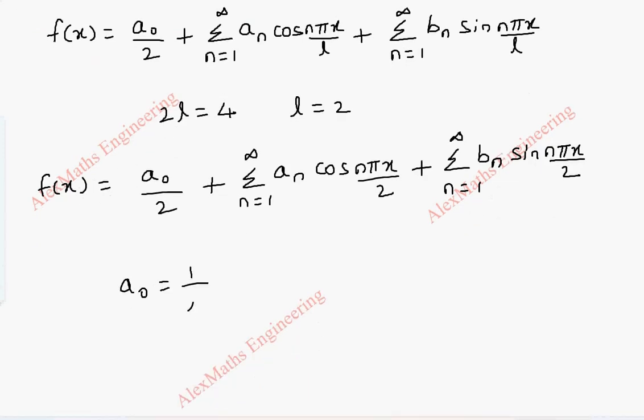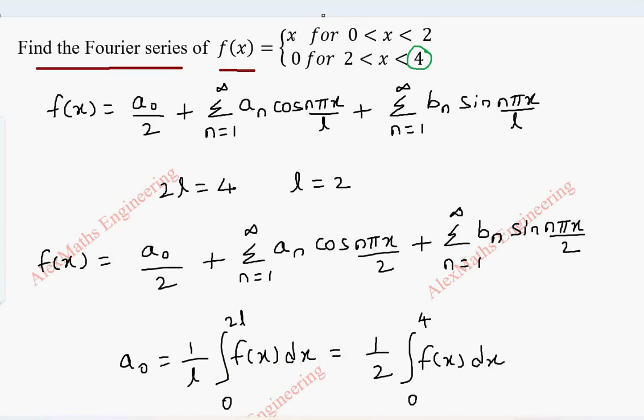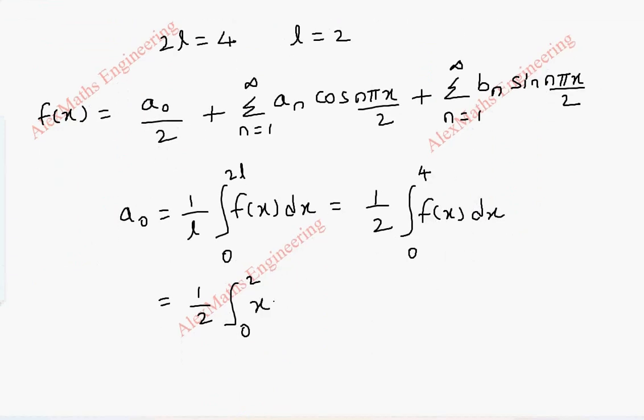The formula is 1 by L integral 0 to 2L f of x dx. Let's place the L value. So 1 by 2 integral 0 to 4 f of x dx. But f of x is made up of two parts. One is from 0 to 2, and in 0 to 2 the function is x, and from 2 to 4 it is 0. So it is x dx. Then again 1 by 2 integral 2 to 4 0 dx.